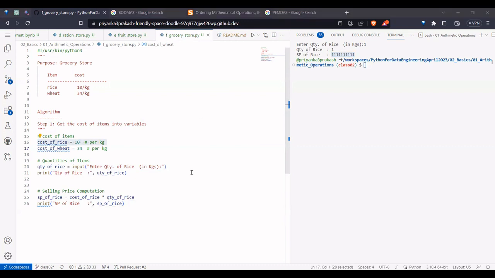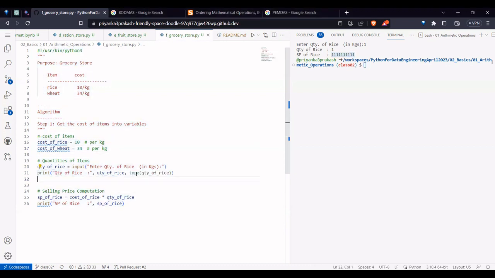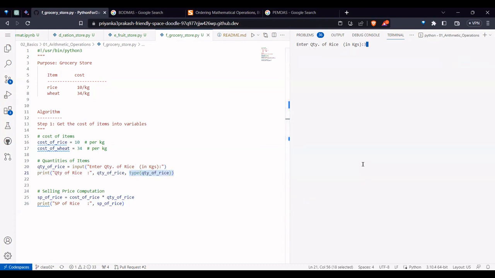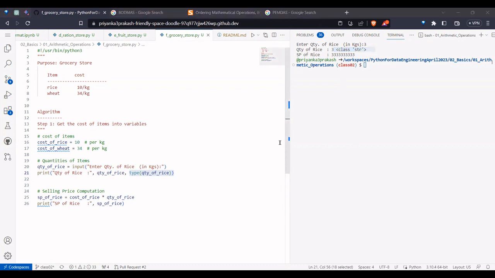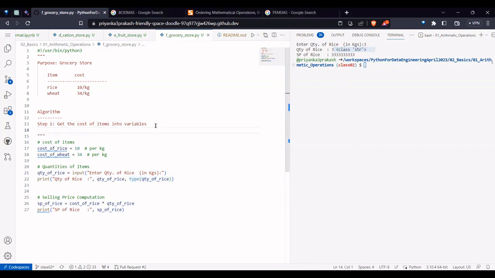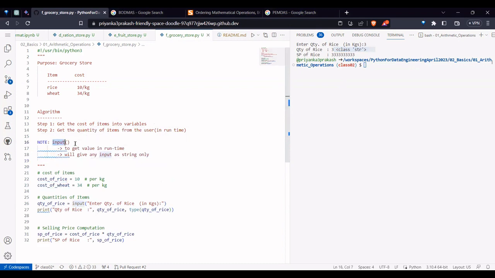If you try to understand this, you will understand a very unique point: if you check the data type, that's where you'll understand a lot. So if you see here, this time I gave 3. When I give 3, 3 is an integer which I give. But how is it treating it? It's like a string. This is the most important point you need to remember. When you want to get values at runtime, we need to use the input built-in function, but this input built-in function will take anything as a string only.